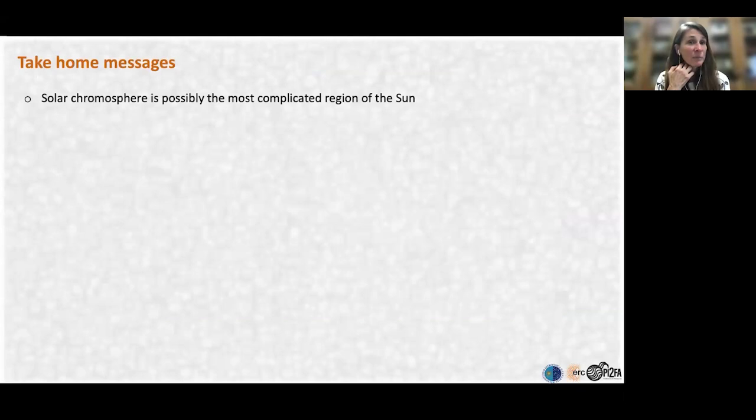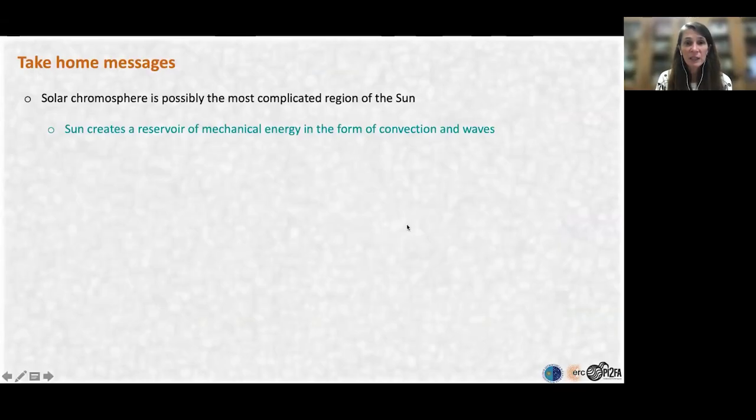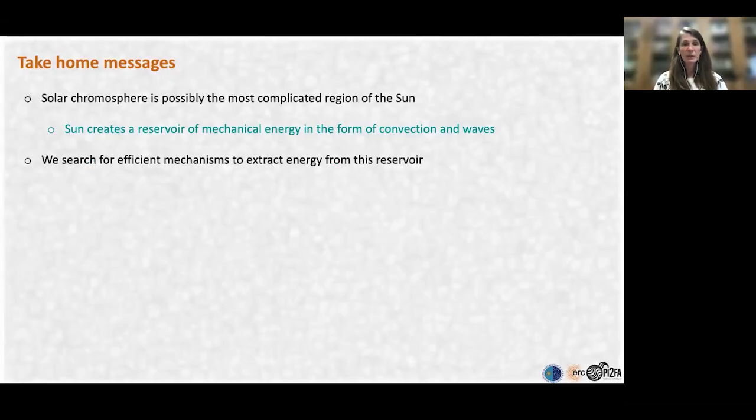And this brings me to my conclusion. So I have some take-home messages. Definitely, the solar chromosphere is one of the most complicated regions of the sun. The sun creates a reservoir of mechanical energy in the form of convection and waves, which are building blocks of the dynamics of the atmosphere of the sun. And what we do in my research group is search for an efficient mechanism to extract energy from this reservoir through the interaction between ions and neutrals. So this plasma-neutral friction can be such a mechanism.